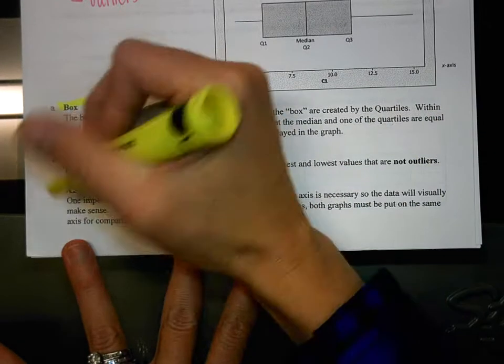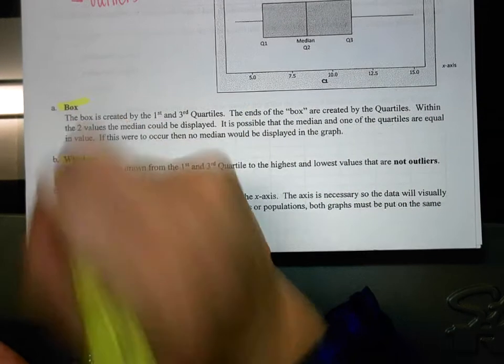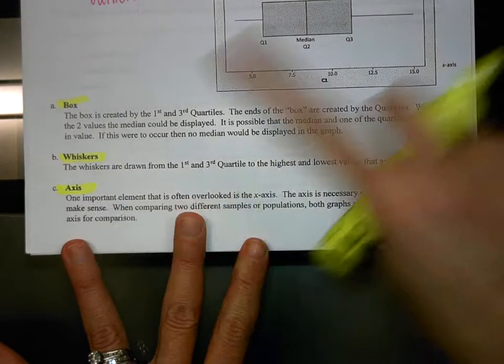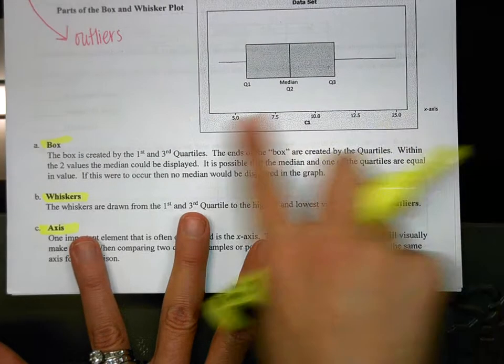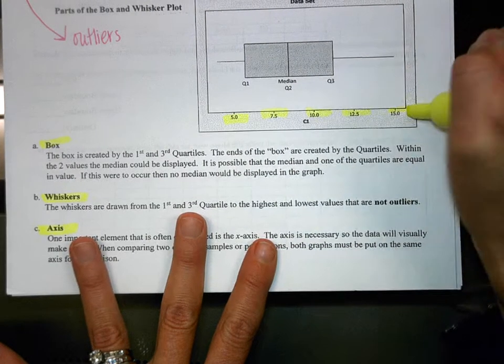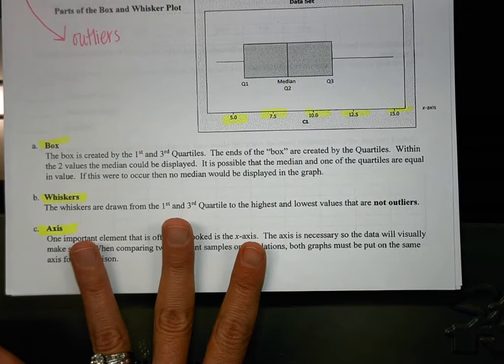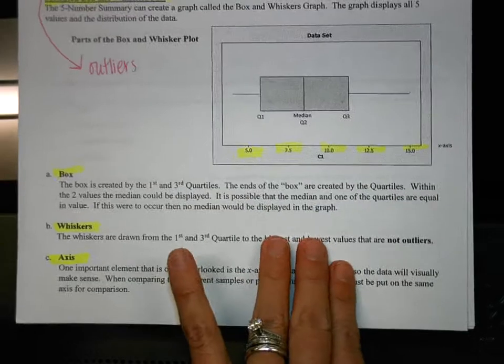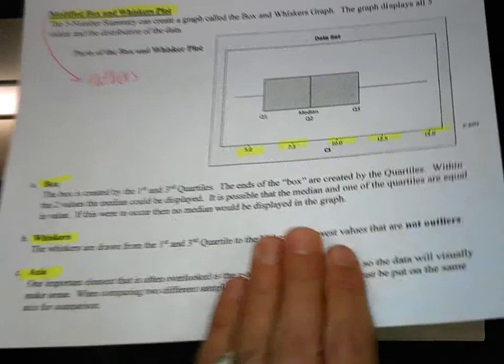One of the most important things is that you need to make sure to label your axis. Labeling your axis is where you're putting in the numbers, so we know what those numbers and points represent when you put them into your box and whiskers. So we're going to go ahead and start creating these to get our practice.